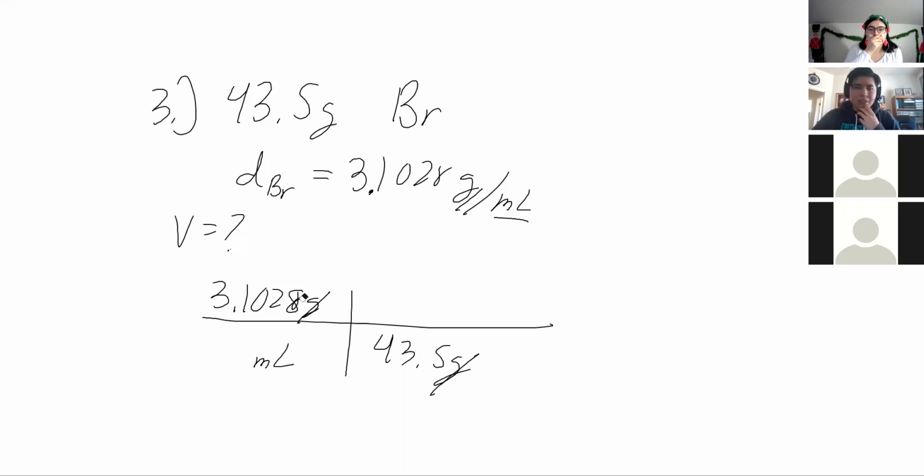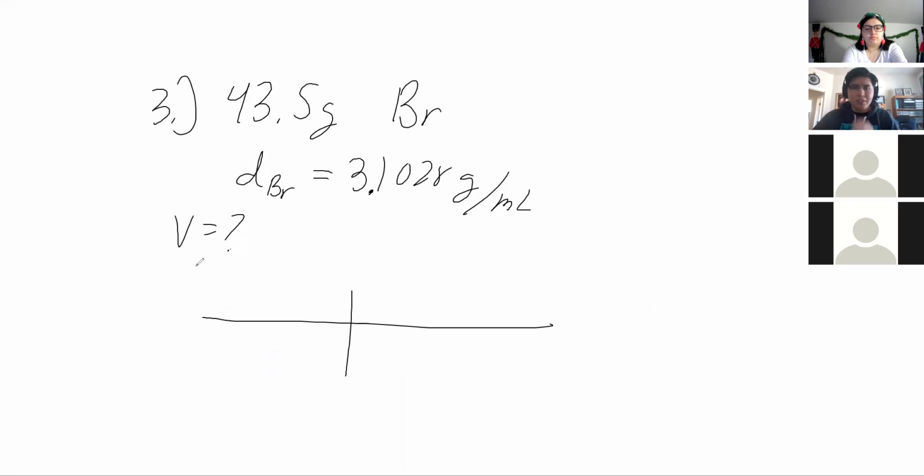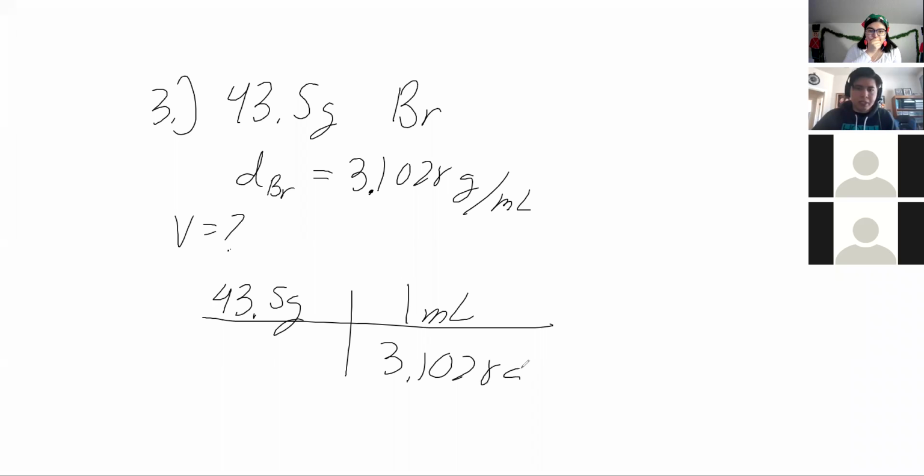I get what you're trying to say, but let's do this. Remember, whatever unit you're trying to cancel, I should be more specific: if you see a unit like this, a unit over another one, you would want to put that in the series, next to your initial unit. So here we have our 43.5 grams. Since we want to cancel out grams, the only way to do that is by putting grams at the bottom. In this case, it's 1 milliliter at the top with our 3.1028 grams at the bottom.